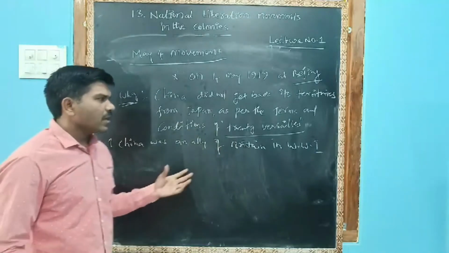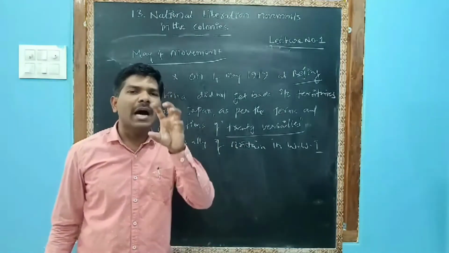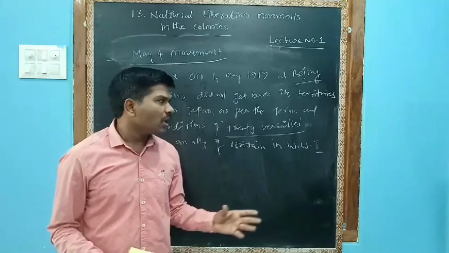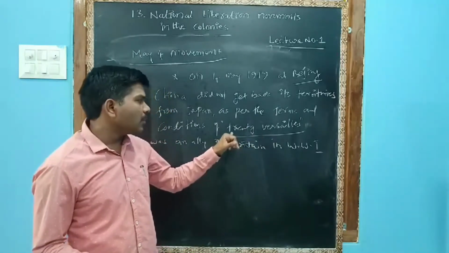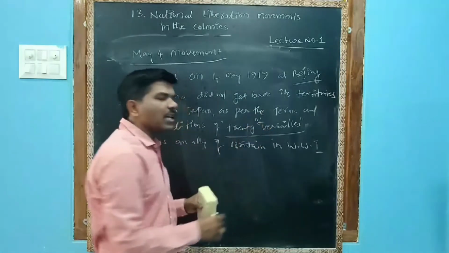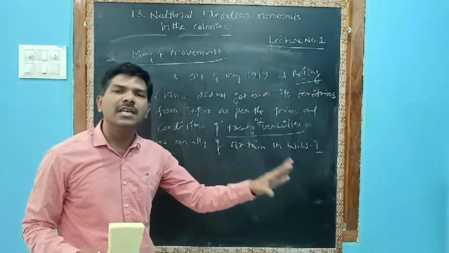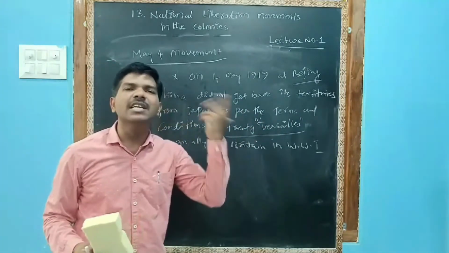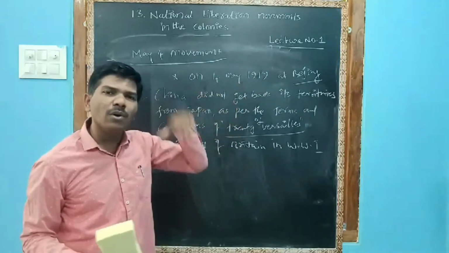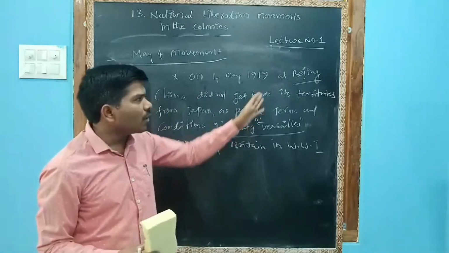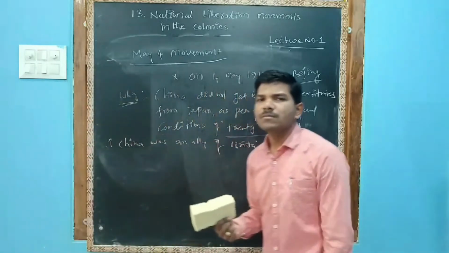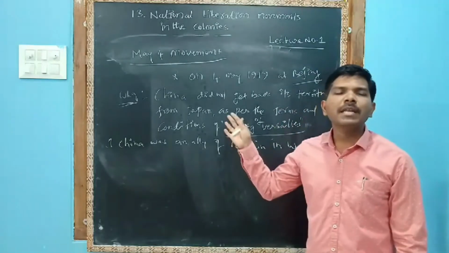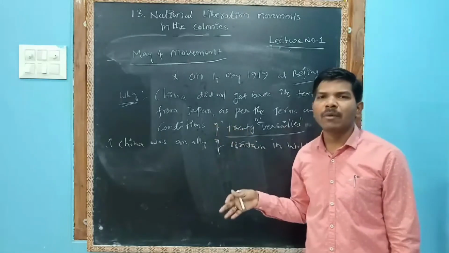During the World War, Japan had occupied certain areas of China. As per the Treaty of Versailles, Japan had to give back the territories to China. But China did not get its territories back. It was concluded in 1919, but they did not give the territories to China. Japan did not hand over the Chinese territories to China. Hence, many members came onto the road.